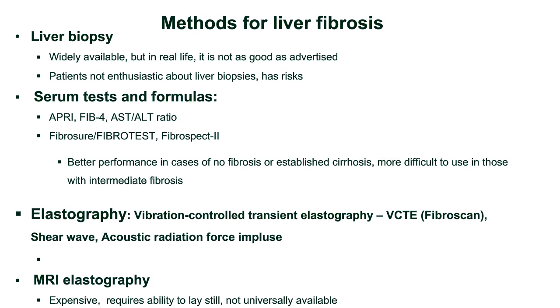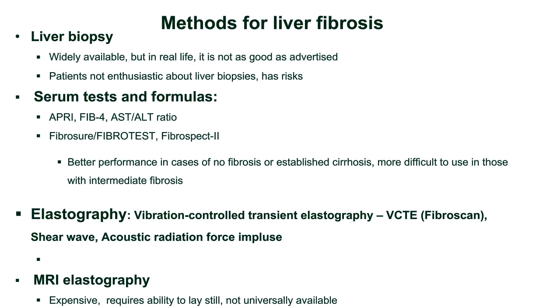There are serum tests and formulas, and we're going to go over some of these, including the AST platelet ratio index, FIB-4. We can use a very simple measurement, the AST-ALT ratio, and there are commercial tests as well, including the FibroSure test as well as a FibroSpec test, which I'll share with you. These serum tests and formulas have the best performance in cases where there's no fibrosis or established fibrosis. Their performance seems to decline in areas of intermediate fibrosis. Still, they're very helpful in excluding fibrosis, and I'm going to show you some very useful cutoffs that you can use to exclude cirrhosis in your patient populations.